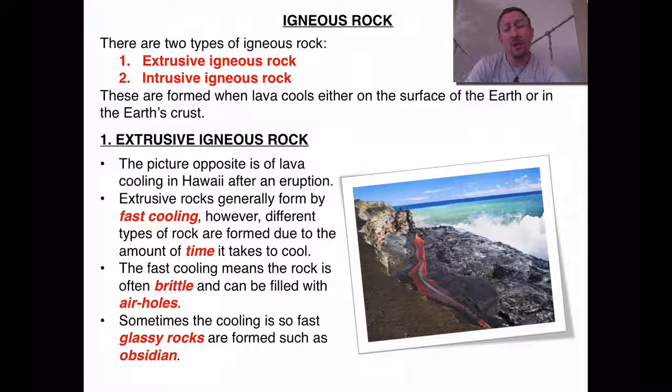Okay, so what we need to understand is extrusive igneous rock cools incredibly quickly. As a result, it becomes brittle. You'll find that there are air holes which are formed as the gas tries to move its way up through the actual lava to the surface as it begins to cool. Sometimes it can cool so quickly the gas isn't able to form through it, and it just produces a very glassy substance, very black glassy substance, such as obsidian, and we'll look at obsidian later.